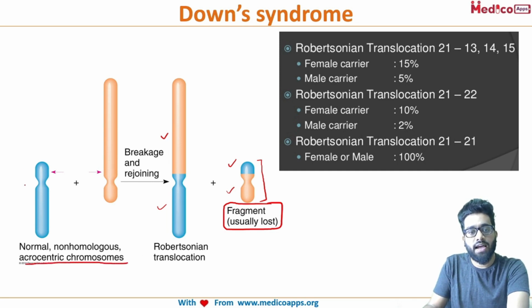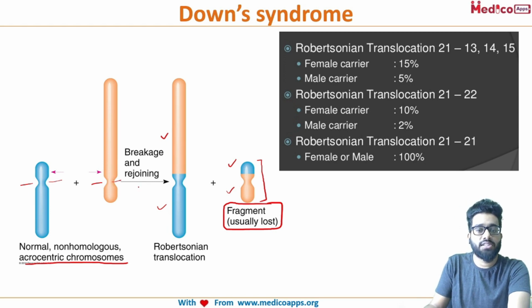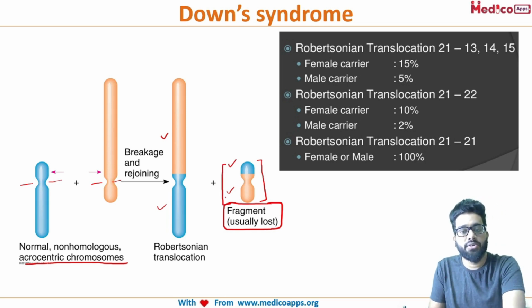This is an acrocentric chromosome which has a small and a long arm, and this is another acrocentric chromosome, with a small and a long arm. When a translocation happens after breakage and rejoining, both the long arms join together and both the short arms join together, and the short arm is completely eliminated. So this is completely lost. There's a loss of chromosomal material here. This is called Robertsonian translocation.